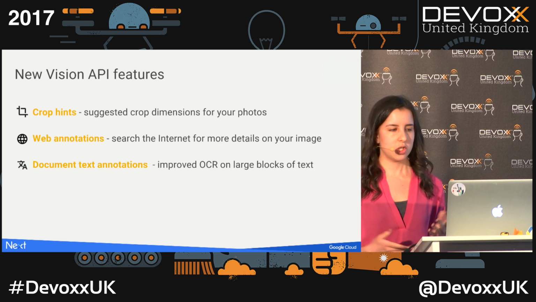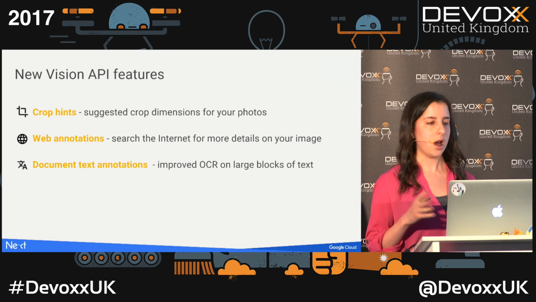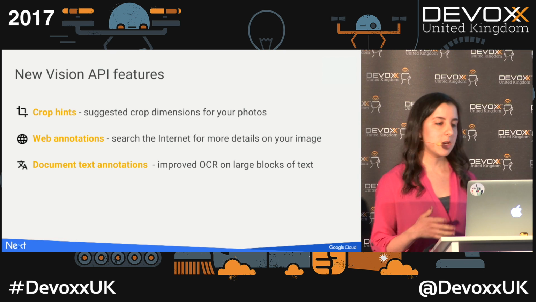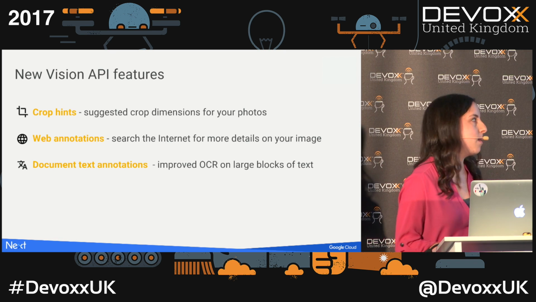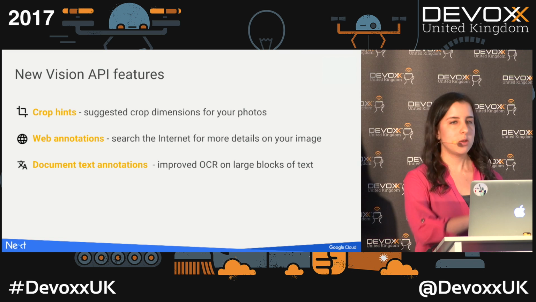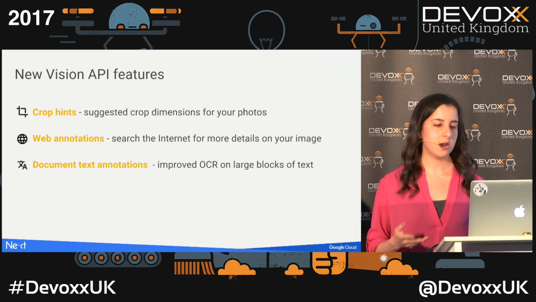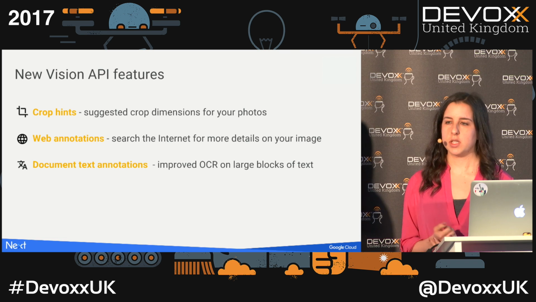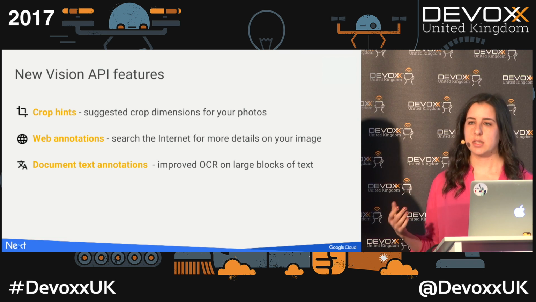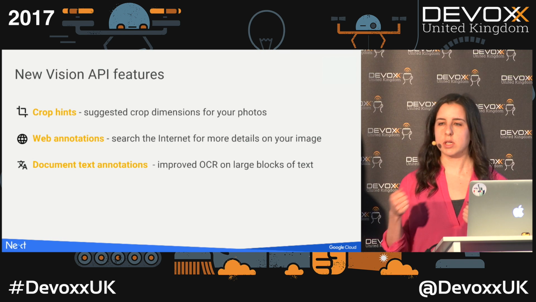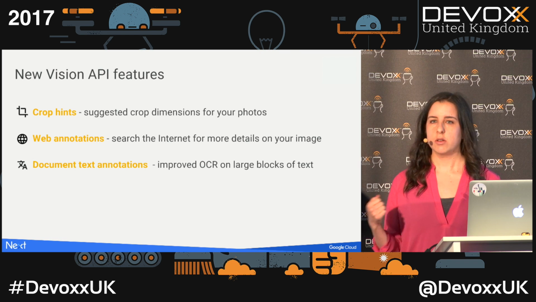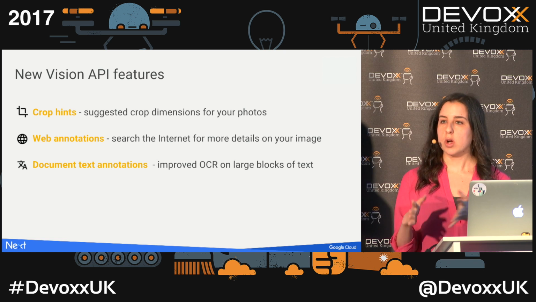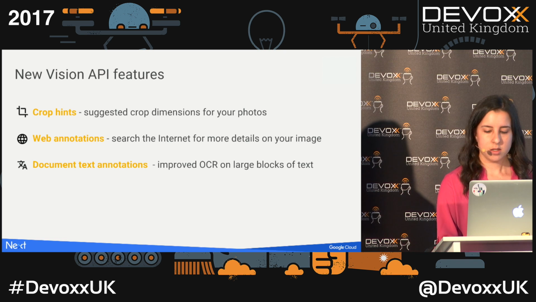Some new features that were introduced in the API recently are crop hints, which gives you suggested crop dimensions for your photos. Web annotations is my favorite one. I'm going to show you a bit more about that on the next slide. This will let you search the internet for more details on what your image is. And then document text annotations is just improved OCR. So if you've got an image with a lot of text in it, like a picture of a receipt or a business card or something like that, it will be able to do a better job picking out all the words and paragraphs in that text.